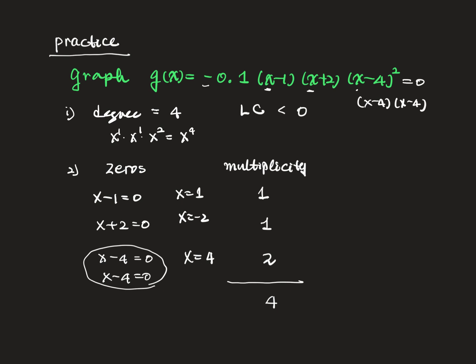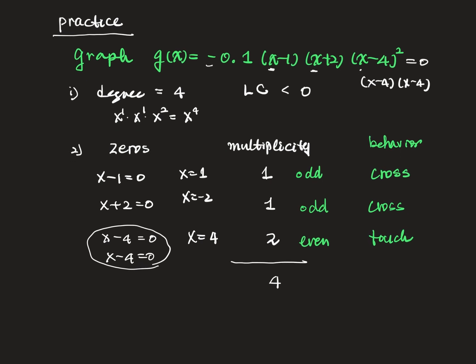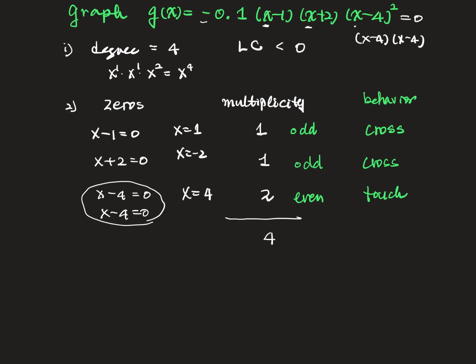When your multiplicity is odd, that's a cross. The behavior is cross. Let's say x-intercept behavior. This one is odd, that's the cross. 2 is even, that's the touch. Okay, let's sketch it. Oh, we missed the y-intercept.